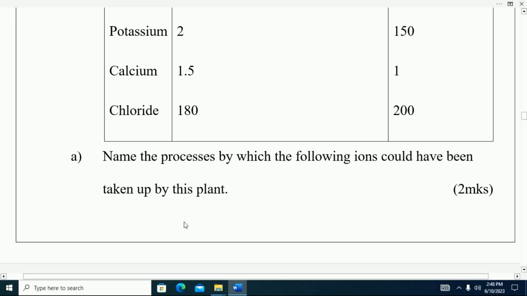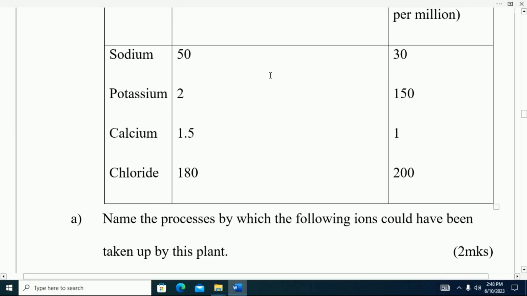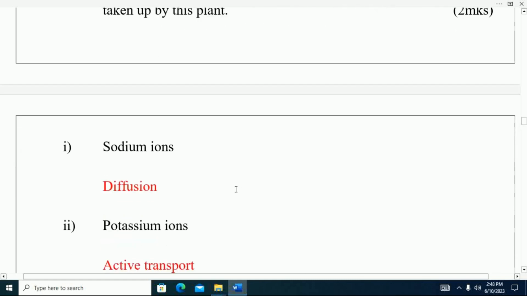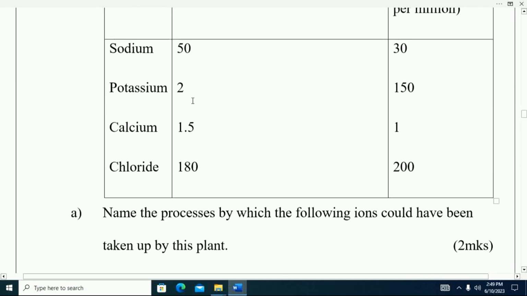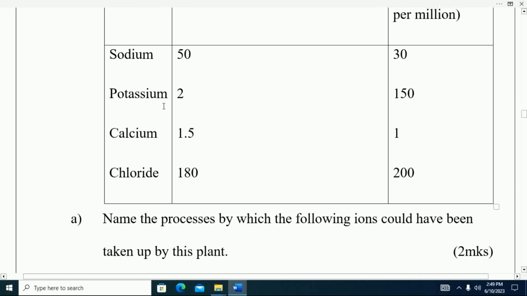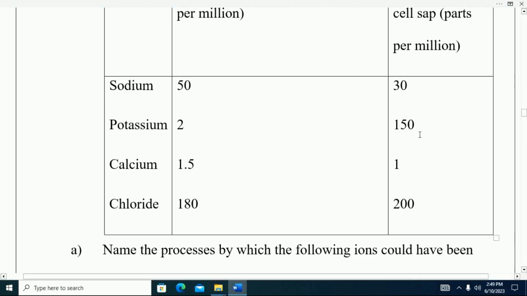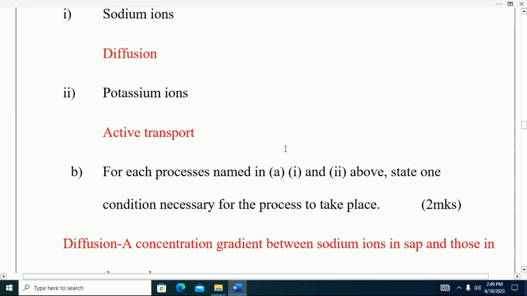You are told, question number 1, name the process by which the following ions could have been taken up by this plant. Sodium ions, you can see the concentration in the pond water is 50 and in the plant sap is 30. That one is diffusion. What about potassium ions? Our plant took potassium ions. You can see the concentration in water is 2 and in the plant sap is 150. That process is active transport.